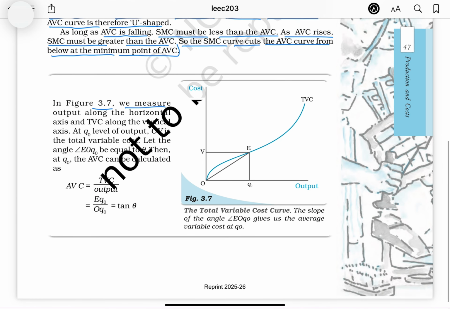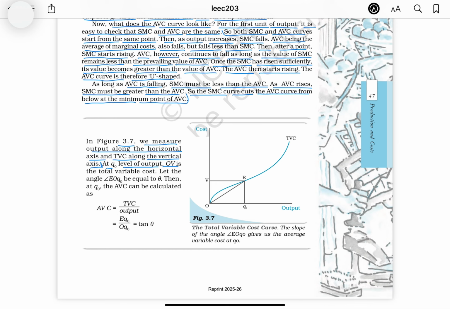In figure 3.7, we measure output along the horizontal axis and TVC along the vertical axis. At Q0 level of output, OV is the total variable cost. Let the angle at Q0 be equal to theta. Then at Q0 the AVC can be calculated as AVC equals TVC divided by output.